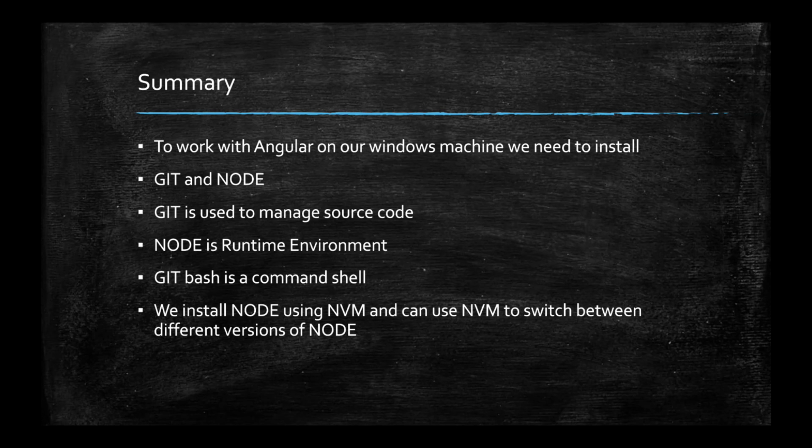To summarize, what we did is we wanted to set up our brand new machine to be able to work with Angular. So we installed Git and Node. We covered what they are. Git is used to manage source code, and Node is a runtime environment. Then we worked with Git Bash, which is a command shell. And also we didn't just install one version of Node, we installed NVM, which lets us switch between different versions of Node as we need to.